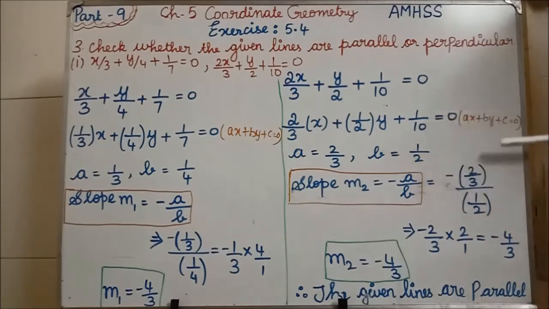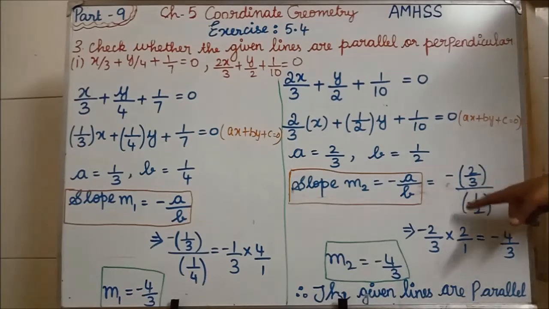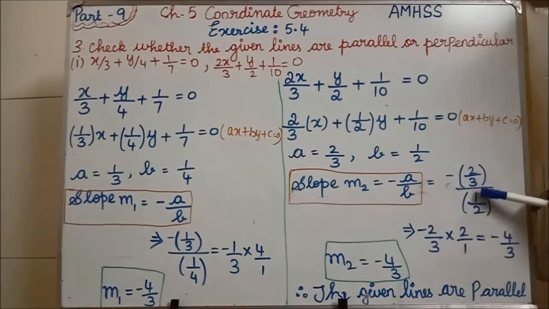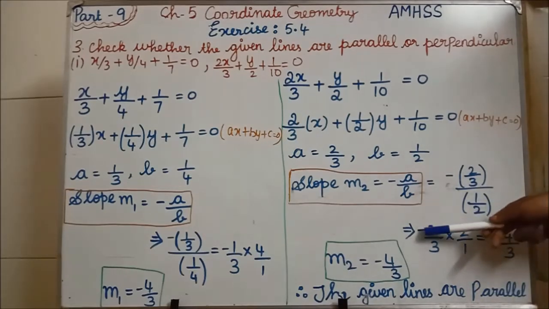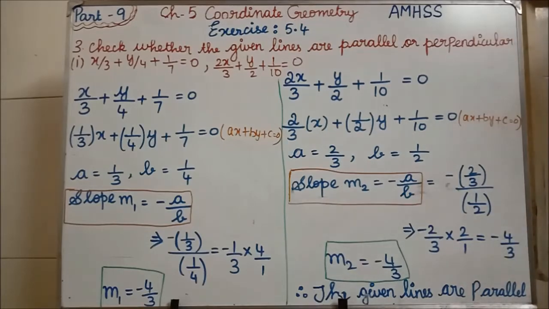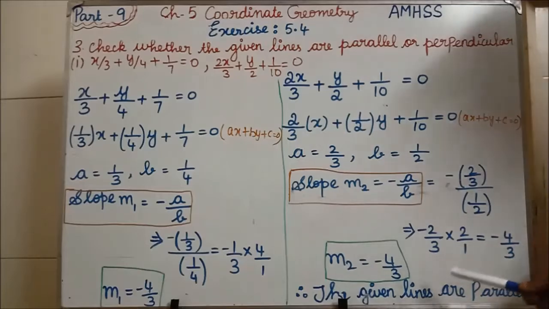Minus, a value is 2 by 3 divided by b value is 1 by 2. Clear? The next step, again here fractions in division we are having. So the denominator part will become its reciprocal. Minus 2 by 3 into 1 by 2 will become 2 by 1. So 2 2s are 4, minus we are having, 3 1s are 3. Now m2 value is what? Minus 4 by 3. What is the m1 value? Minus 4 by 3. So m1 and m2 are equal, then the given lines are what? Parallel. Therefore, the given lines are parallel.